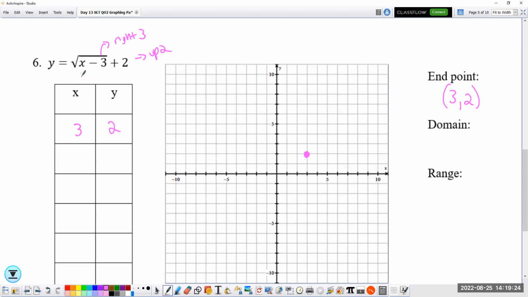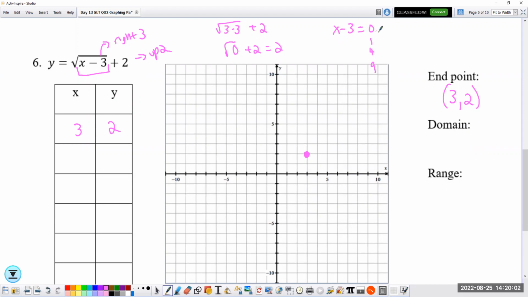And I know I have to pick numbers to put here that make it nice. Like, for example, if I put a 3 here, 3 minus 3 is 0. The square root of 0 is 0. Square root of 0 is 0 plus 2 is 2. What I don't want to do is just start to throw numbers in here. I want to think, what will make that argument a perfect square? So I'm going to think x minus 3 has to equal 0, 1, 4, and 9. I'm going to solve this mentally.